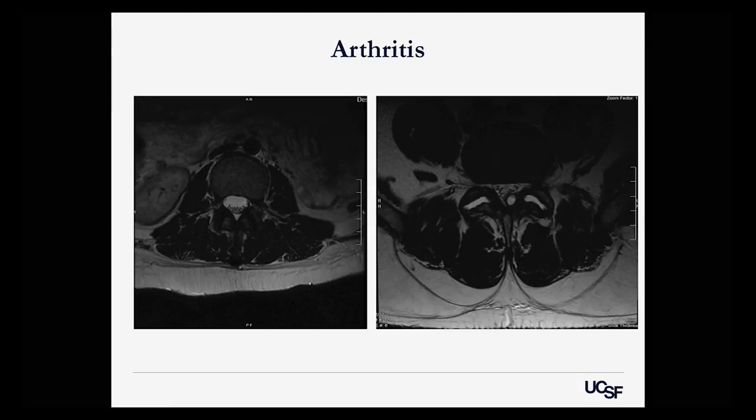And what immediately jumps out is there's actually quite a bit of brightness within that joint. That's fluid within the joint, indicative of arthritis. And in this case, it's actually progressed to the point where the patient has a little cyst coming from that joint. All of these can actually be very, very painful for a patient.